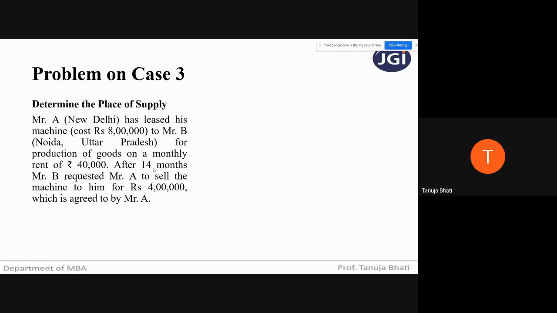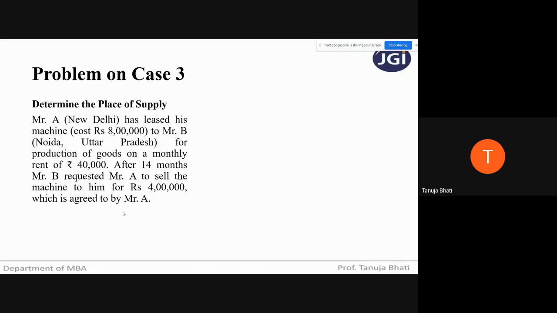After 14 months, Mr. B requested Mr. A to sell the machine to him for rupees 4 lakh, which is agreed by Mr. A. So let me explain this particular question. What is happening is Mr. A is giving a particular machinery on rent to Mr. B. Later, Mr. B wants to buy it. So there is no movement happening. Already the movement happened when it was given on rent.